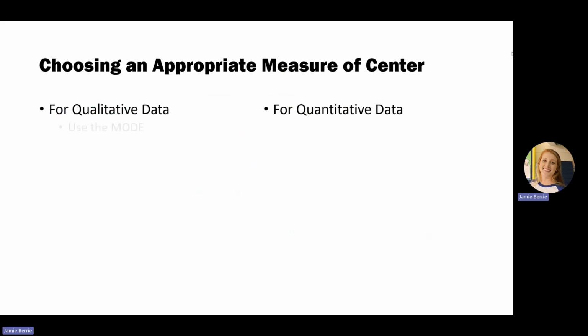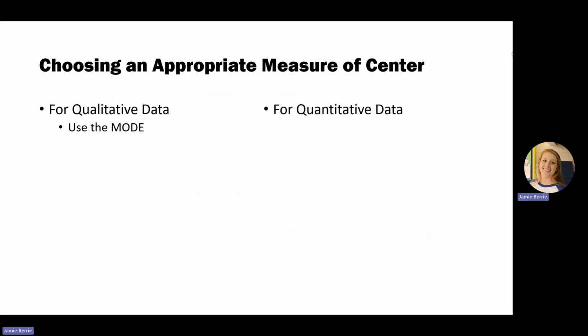All right, so for qualitative data, you're always going to use the mode. The mode is the value that occurs most frequently. So with categorical or qualitative data, all you'll be able to do is use the frequency of how often those values occur.